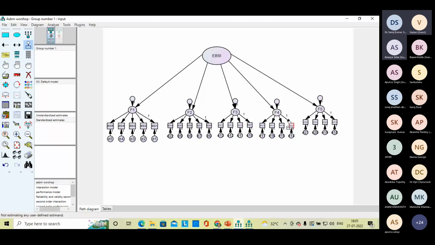All of you have done this much? Yes, sir. Let me resize it so that it will be beautified.